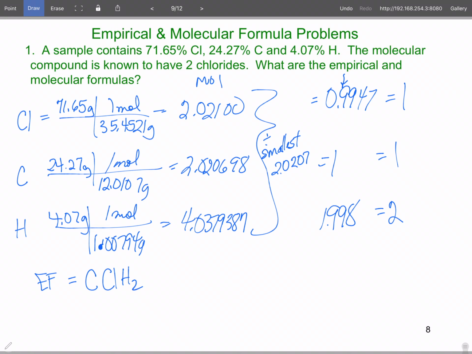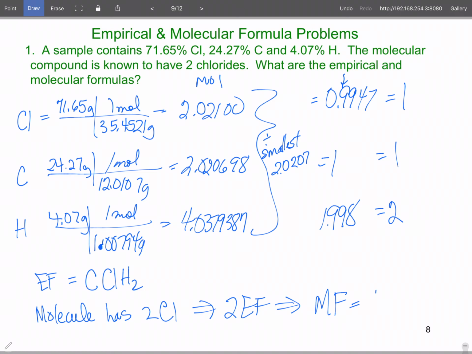Okay, and then you're told that the molecule has 2 chlorines. That means that you need 2 times the empirical formula, which means your molecular formula is going to be C2Cl2H4. So you're given the information there, and you have something to work with. Okay? So that wasn't too bad.